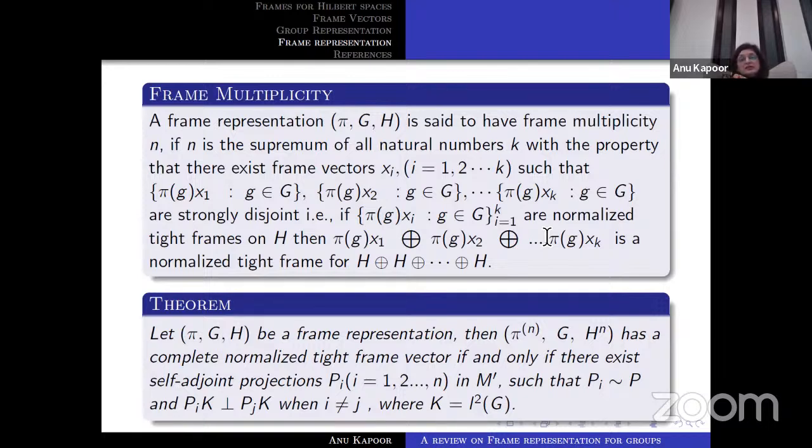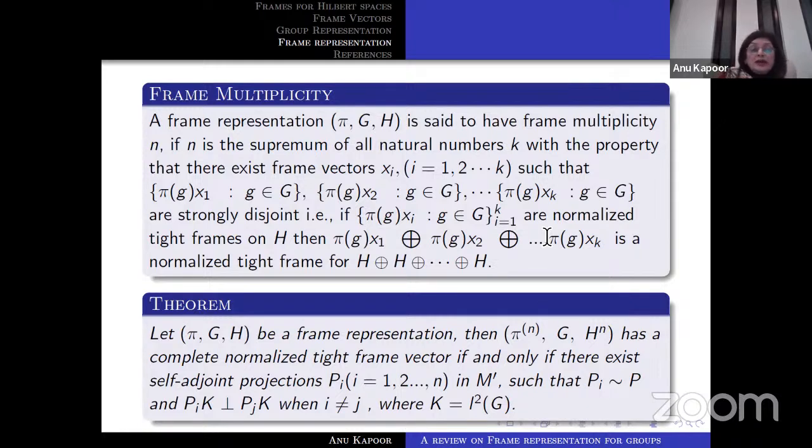And this says it will have a complete normalized tight frame vector if and only if there exist self-adjoint projections Pi in M dash, which is the commutant of M, such that Pi is similar to P and Pik is orthogonal to Pjk when I is not equal to J, where K is equal to L to J. So this has given us the condition when the direct sum will have the complete normalized tight frame vector.